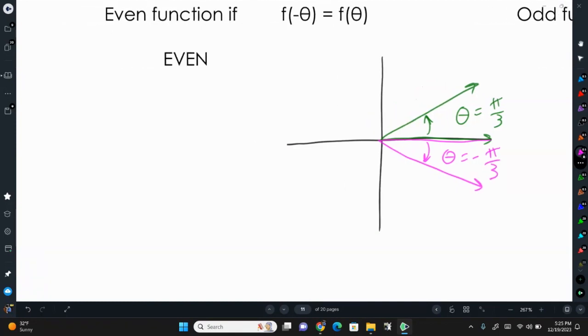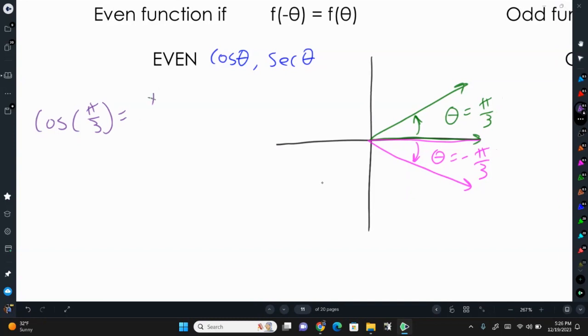So the cosine and secant functions are even. Cosine and secant functions are even because the cosine of pi over 3 is 1/2, and the cosine of negative pi over 3 is also 1/2. Remember, in quadrants 1 and 4, the x values are the same. So cosine is even, which makes secant even.